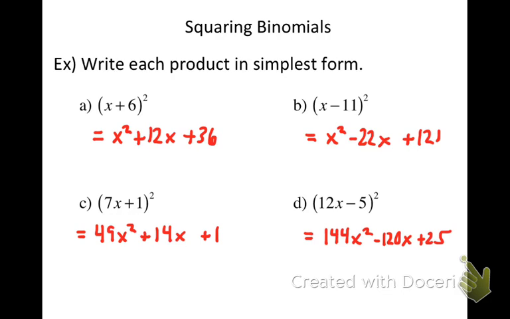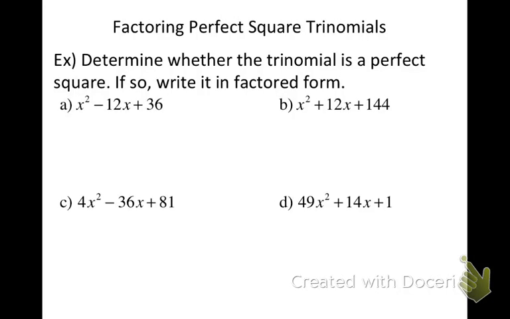And now what we're going to do is the opposite. I just showed you how to square a binomial to get a perfect square trinomial. Now what I'm going to do is show you how you take a perfect square trinomial and factor it into a binomial squared. So, factoring perfect square trinomials.